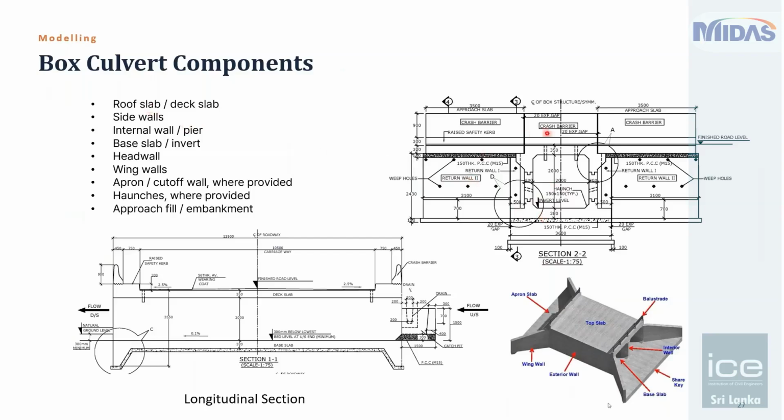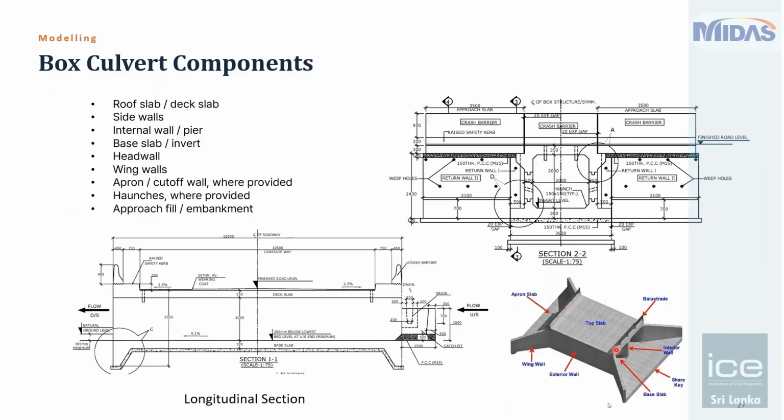Then you have a roof slab, which is the top slab or the deck slab over which the traffic moves. Then you'll have side walls. Because this is a single cell box culvert, you see we have two outer walls. Whereas if you see the diagram below, you have a double cell box culvert, so the middle wall will be an internal wall. The base slab is this one, or the invert. Head walls and wing walls are these ones.